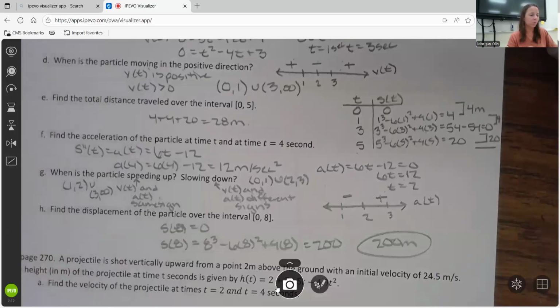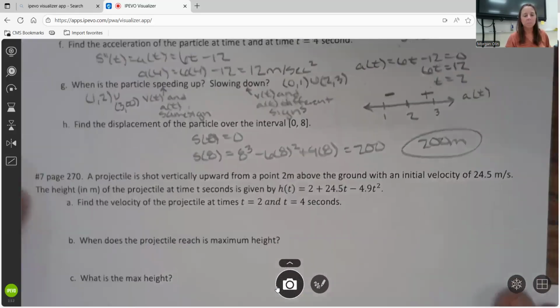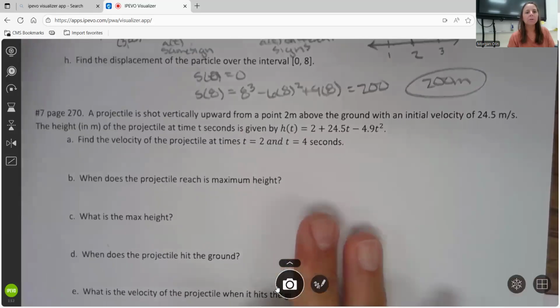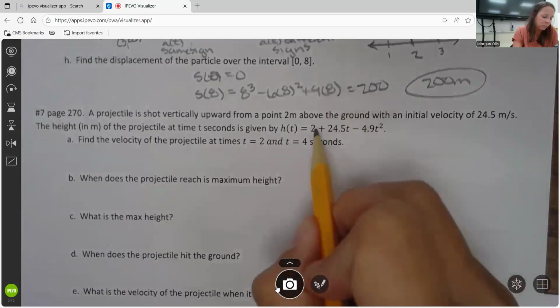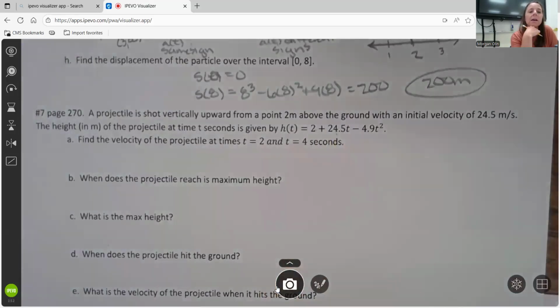I've also pulled out a couple of word problems from our book, and I've notated what number and what page they're on as well. A projectile is shot vertically upward from a point 2 meters above the ground with an initial velocity of 24.5 meters a second. The height in meters of the projectile at time t seconds is given by this. And you see that they have the 2 meters in here, and the velocity 24.5. Find the velocity of the projectile at times t equals 2 and t equals 4.